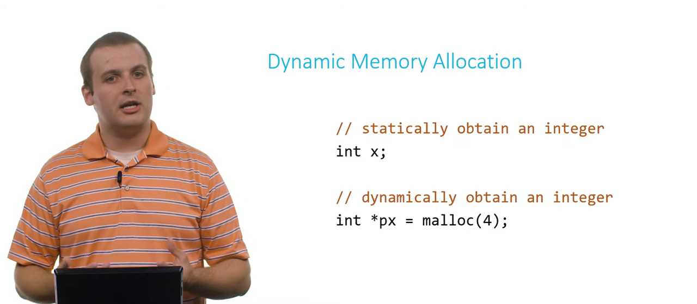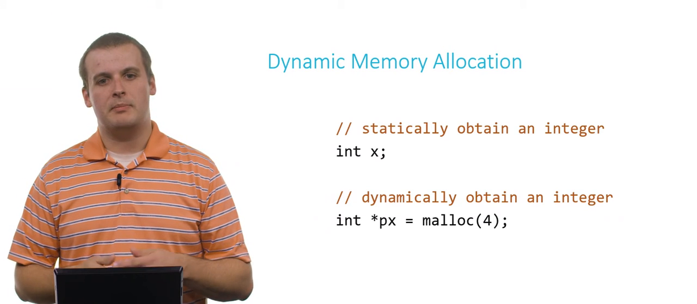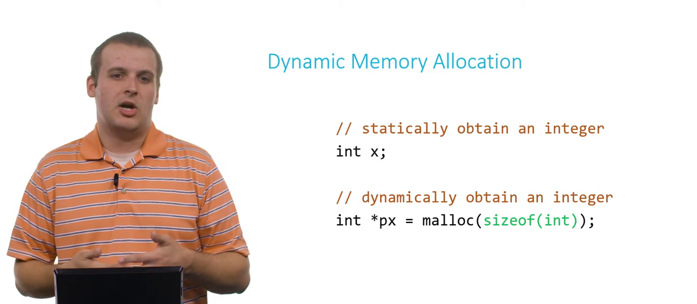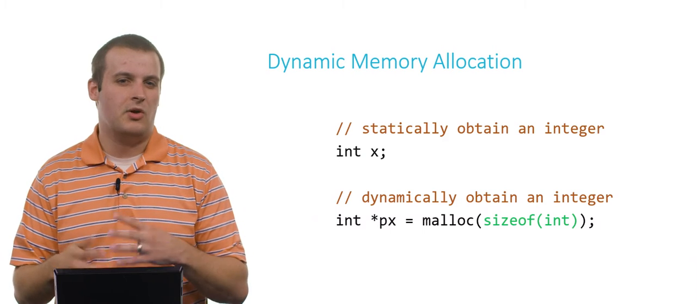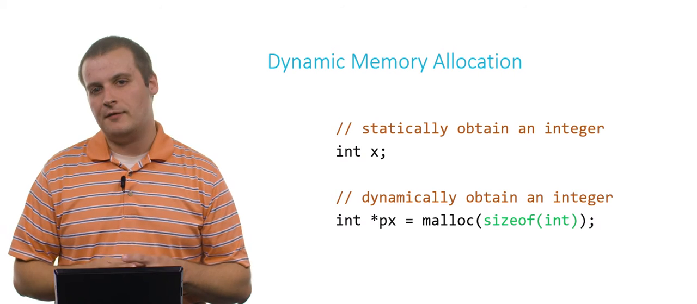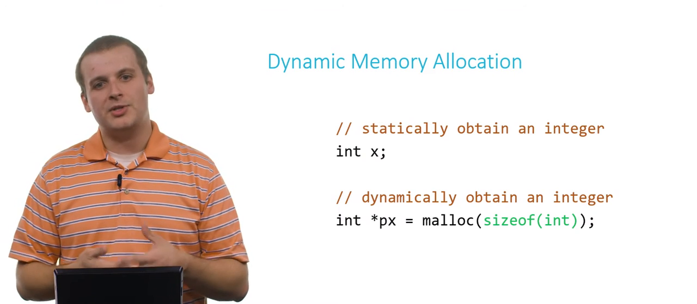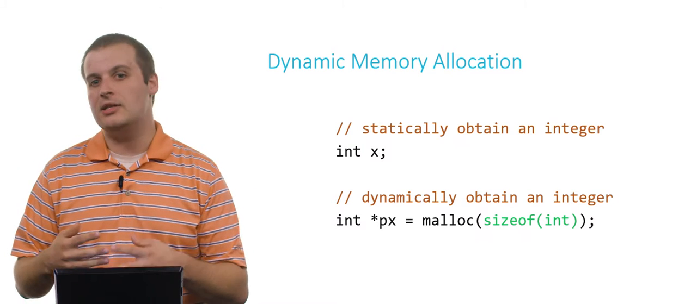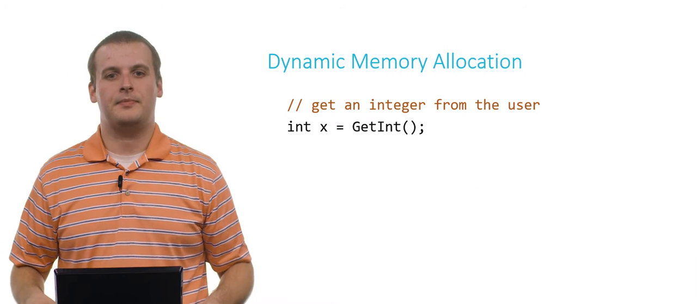How do we dynamically obtain an integer? Int star px equals malloc 4. Or more appropriately, we'd say int star px equals malloc size of int, just to throw some fewer magic numbers around our program. This is going to obtain for us 4 bytes of memory from the heap, and the pointer we get back to it is called px. And then, just as we've done previously, we can dereference px to access that memory.